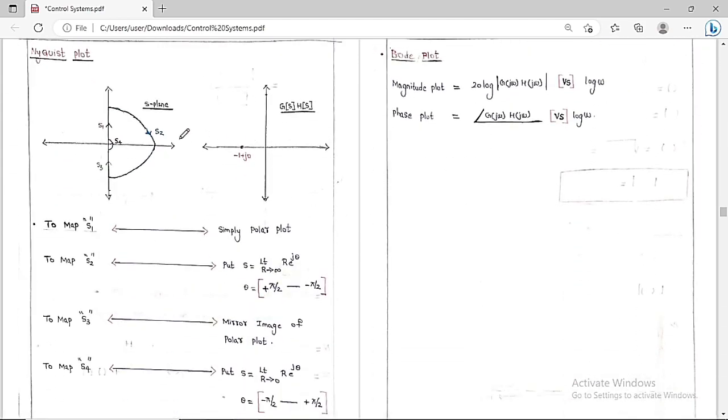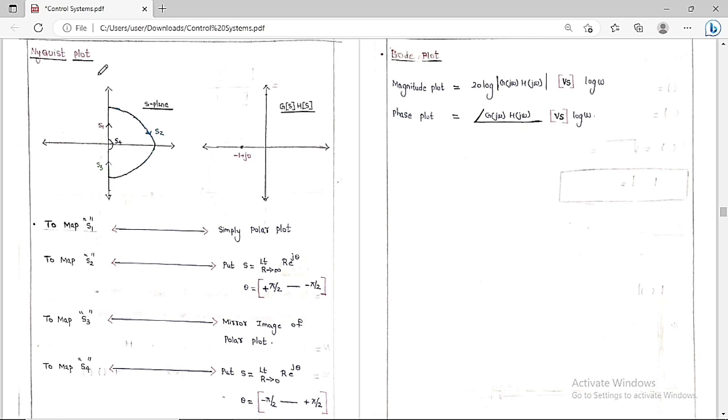Now let's go to the other concept, which is the Nyquist plot. The Nyquist plot is a combination of the polar plots in different regions. Basically, a Nyquist plot is a type of polar plot, but it is the extension of the polar plot. This point you always have to keep in your mind: the Nyquist plot is nothing but the extension of the polar plot.